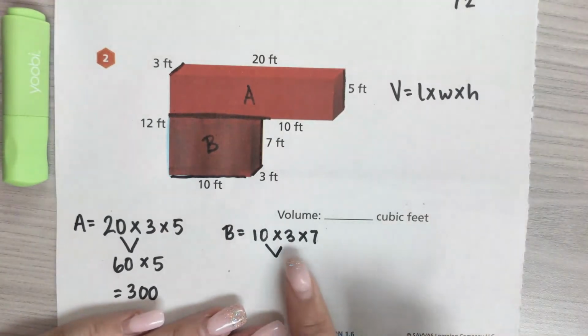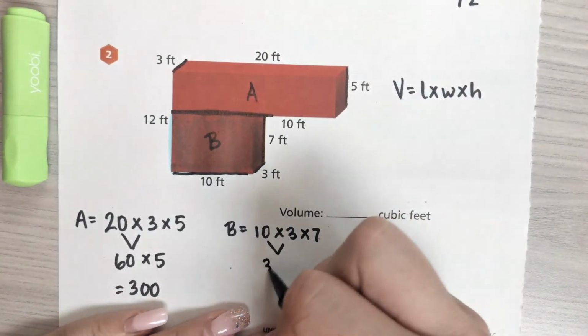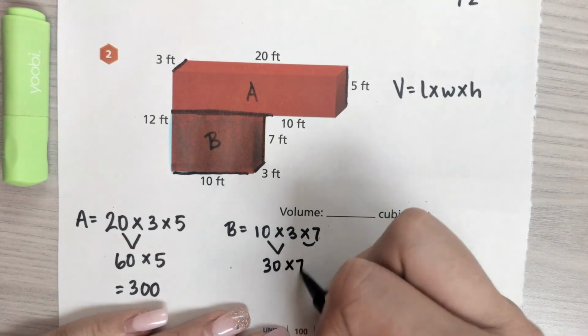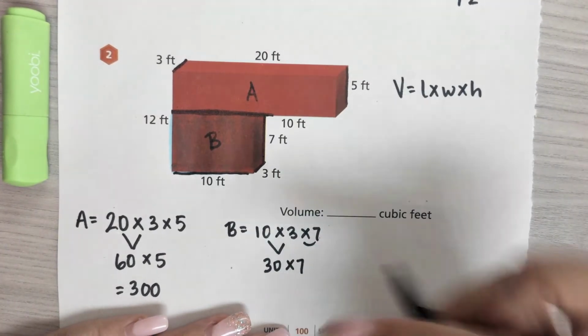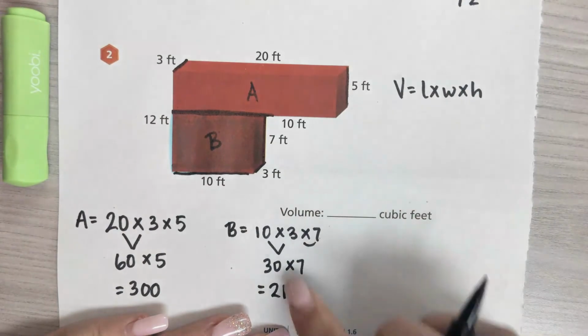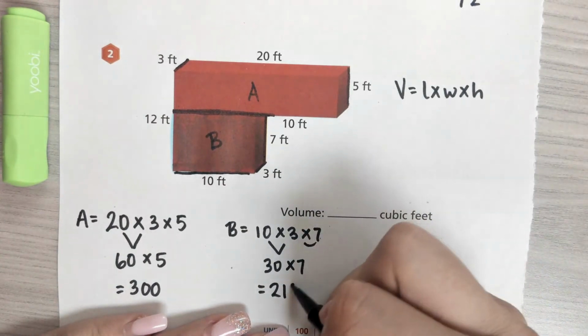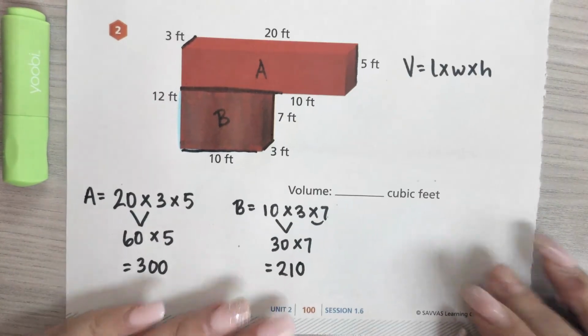Once we plug that in, now we can solve. 10 times 3 is 30. Bring down our times 7. 30 times 7, or what is 3 times 7, really, is 21. We want to add that 0 behind it to make it 210.